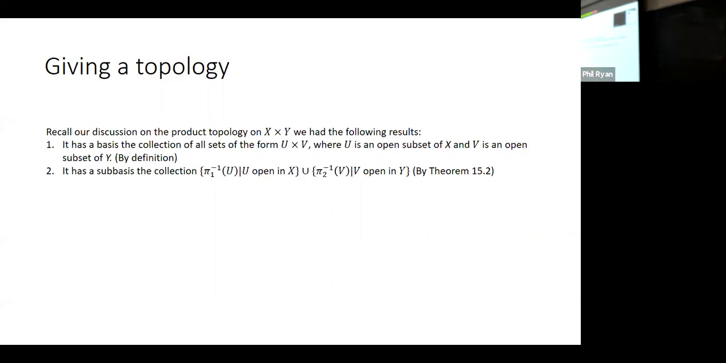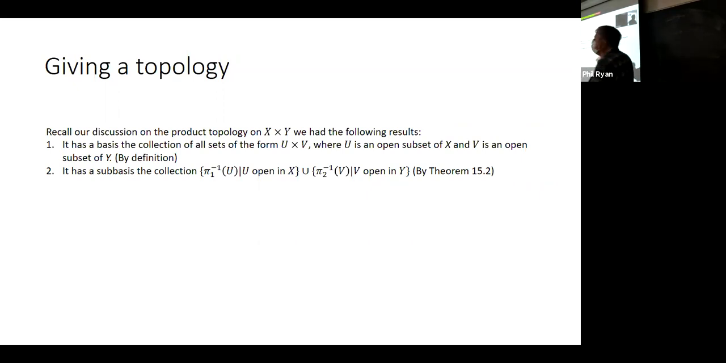So remember, there was a basis and there was a sub-basis. The basis came by the definition. The basis is just the collection of all the sets U cross V, where U is open in X and V is open in Y. So that gives us one way to think about a basis for our product topology, and obviously we can generalize that: a basis is then going to be sets of the form product of U alphas, where each of the U alphas is open in our space X alpha. That's kind of the definition.